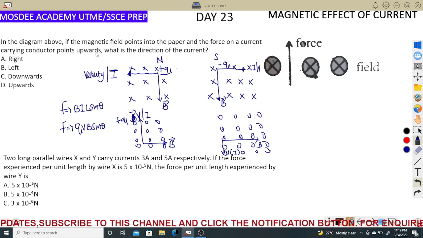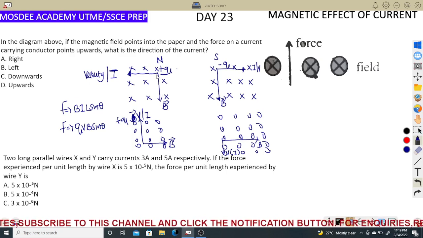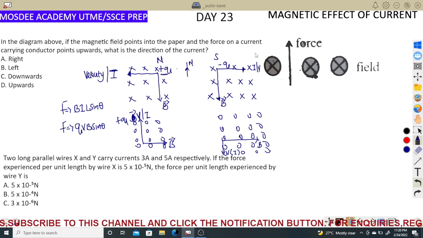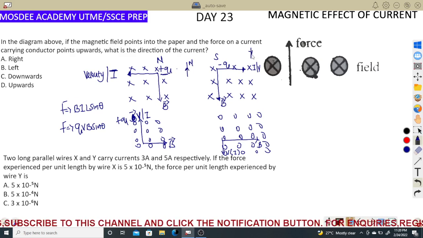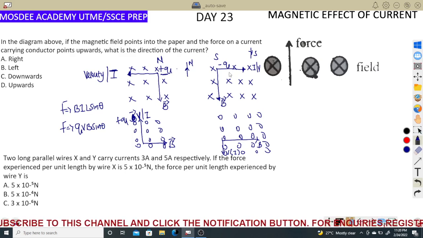And the force on the current carrying conductor is upward. When force is upward, you know what it means? The direction of the force is upward. You now ask, what is the direction of the current? If the direction of the force is pointing upward, upward means north pole. North is upward, whereas south is downward. So that means the velocity of the current will move towards this side. So from your polarity, this is left side. This is right side.